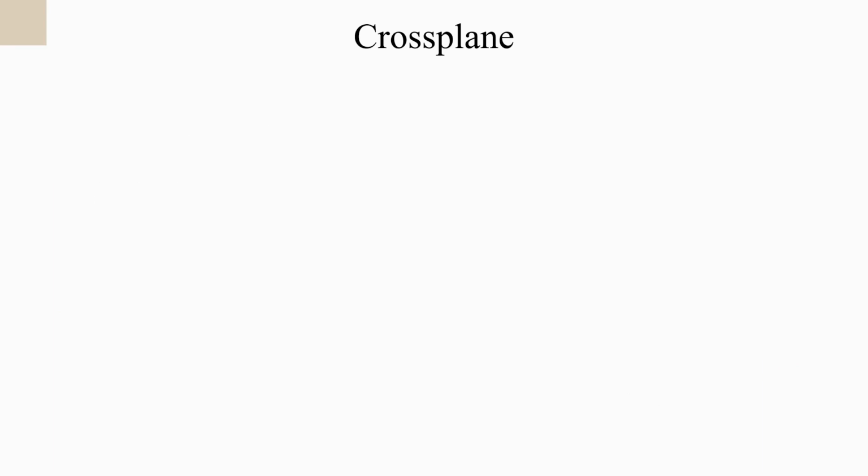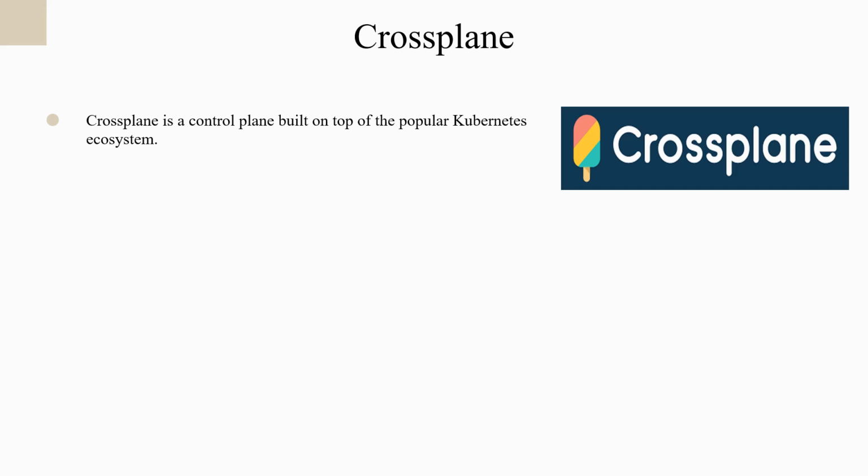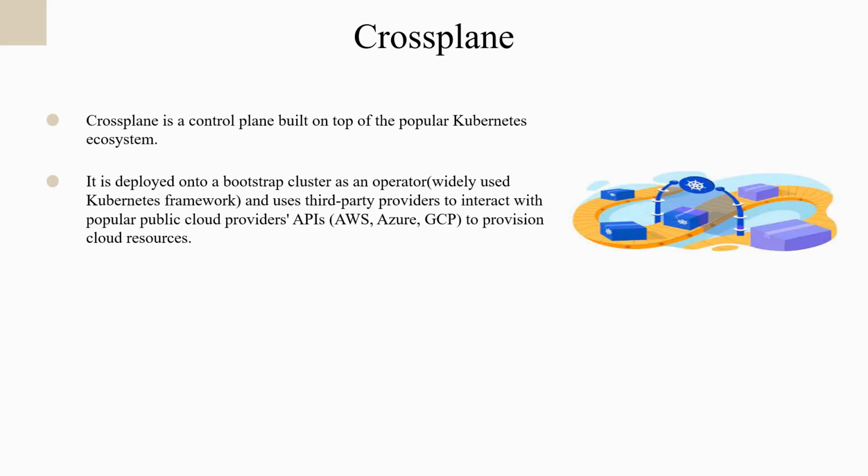Well, let me introduce you to a tool called Crossplane. Crossplane is a control plane built on top of the popular Kubernetes ecosystem. It is deployed onto a bootstrap cluster as an operator, a widely used Kubernetes framework, and uses third-party providers to interact with the popular public providers' APIs, AWS, Azure, GCP, to provision cloud resources.